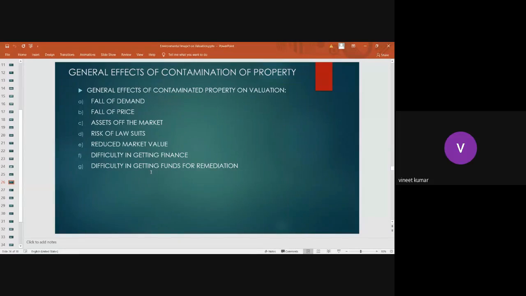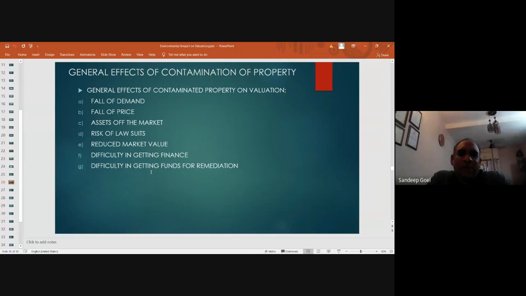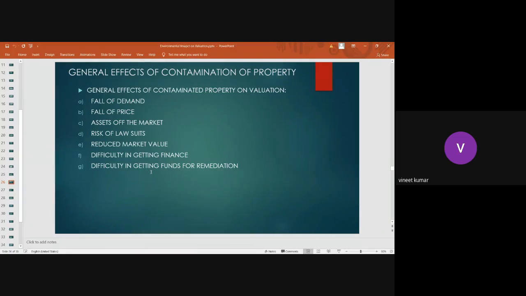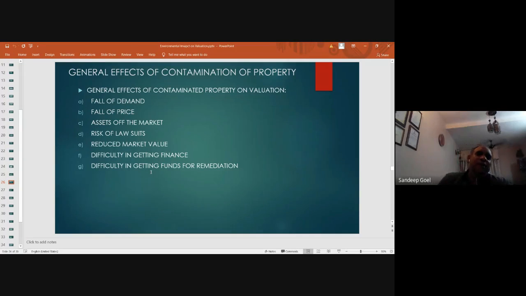What is the difference between reduced market value and the fall in price? Yes, good question. Fall of price is a general term when there is a fall in the price. Generally, if you see the areas near Anand Vihar, air pollution was too high 1 year back or 2 years back. So there was a general trend there, nobody wanted to buy property there for living purposes. What was the reason? There was high contamination of air there. High contamination of PM10, PM2.5 was found. So a general fall in price of 10 to 20% happened there.